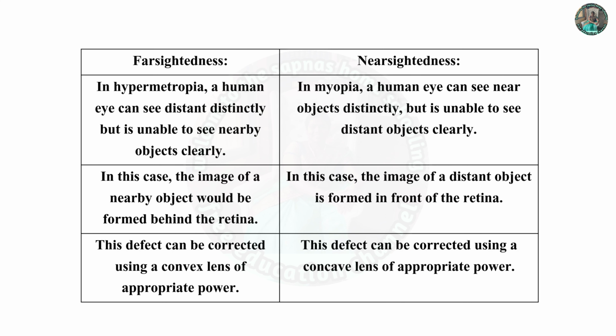Nearsightedness. In myopia, a human can see near objects distinctly, but is unable to see distant objects clearly. And in this case, the image of a distant object is formed in front of the retina. This defect can be corrected using a concave lens of appropriate power.